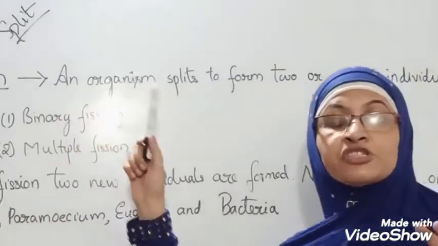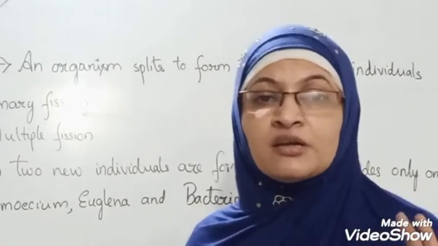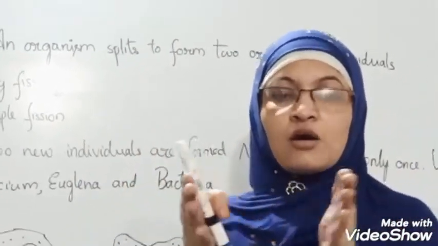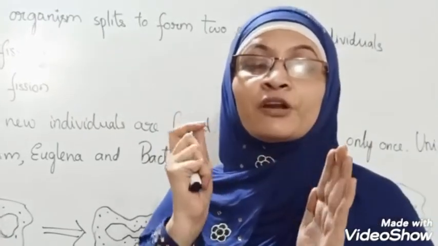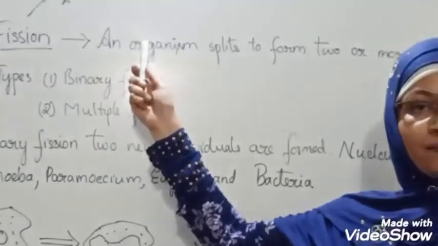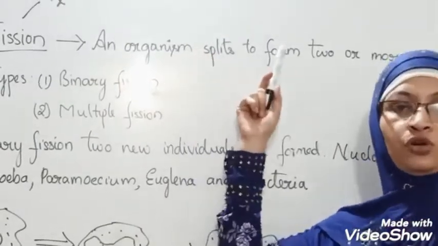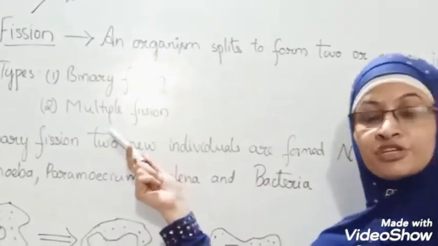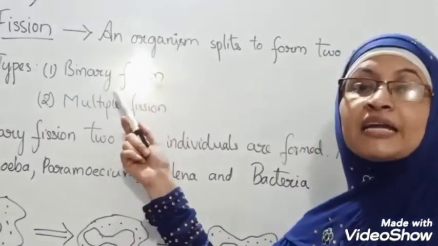Listen carefully, children, I am not pronouncing it as fusion. Fusion means the opposite of fission: combining two into one, or more than two into one. Here I am pronouncing it as fission. Fission means splitting. So one organism is splitting into two or more than two individuals. There are different types of fission: binary fission and multiple fission.